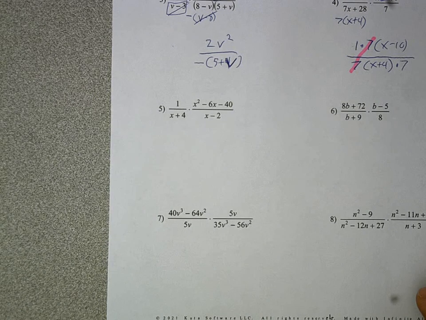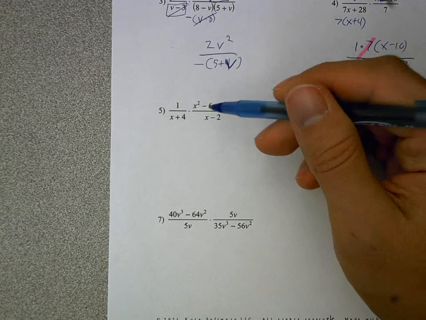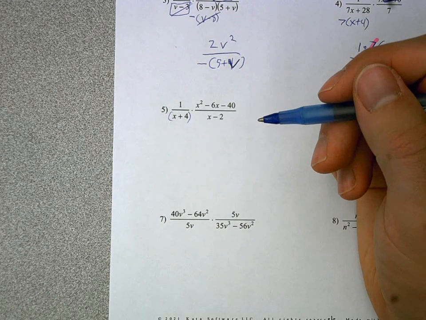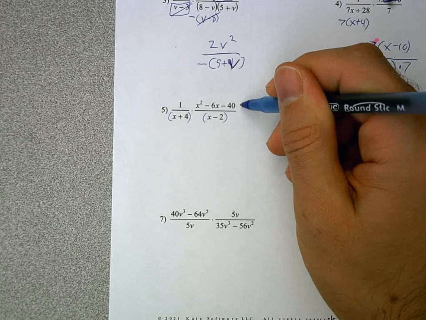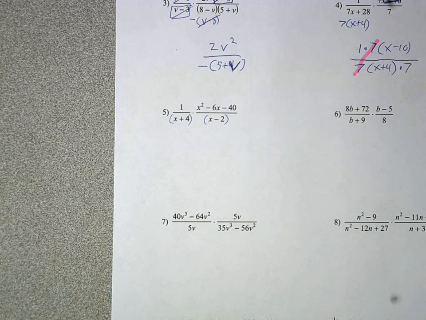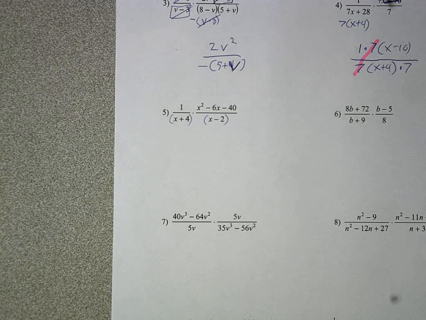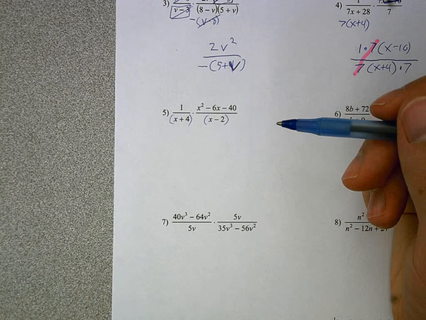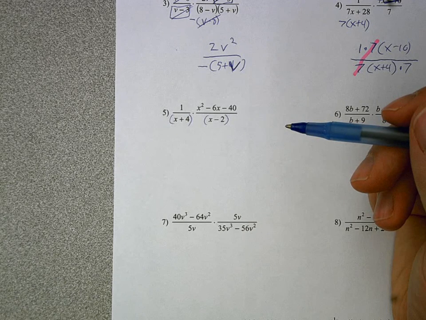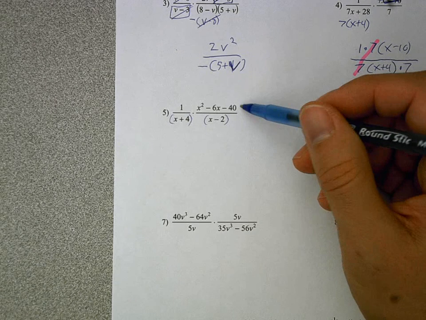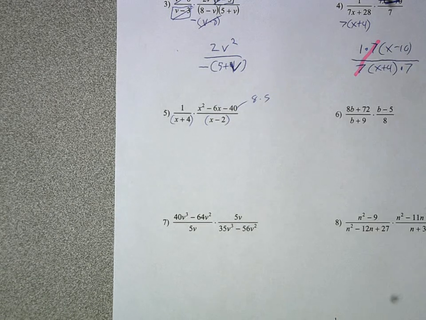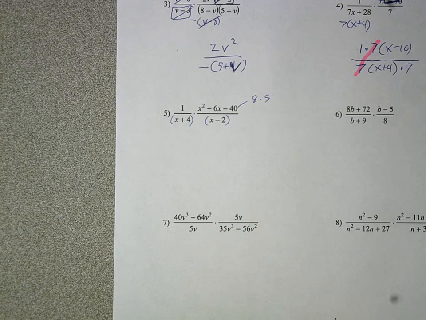Let's look at number 5 now. This x plus 4, there's nothing I can do with that, it doesn't factor. X minus 2, same thing, but this guy, x squared minus 6x minus 40, I bet that one factors. Jeremiah, what are some ways to multiply to make 40? 8 times 5. So we've got 8 and 5. But unfortunately, 8 and 5 doesn't add or subtract to 6. So let's try another one.